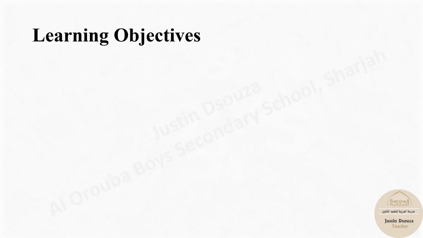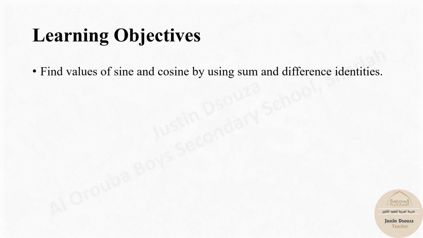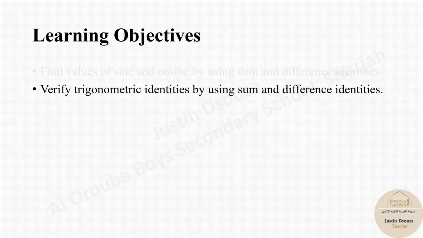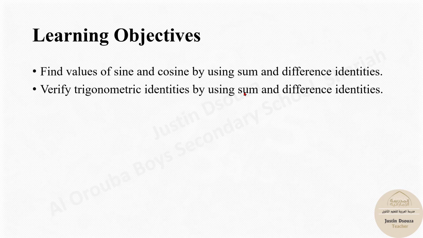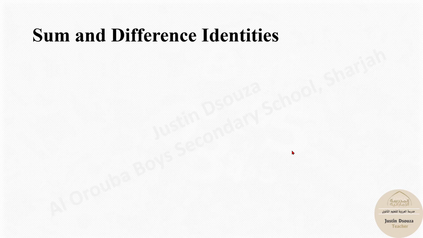The learning objectives of this lesson are: find values of sine and cosine by using sum and difference identities, and to verify trigonometric identities by using sum and difference identities. Now let's look into what these sum and difference identities are.